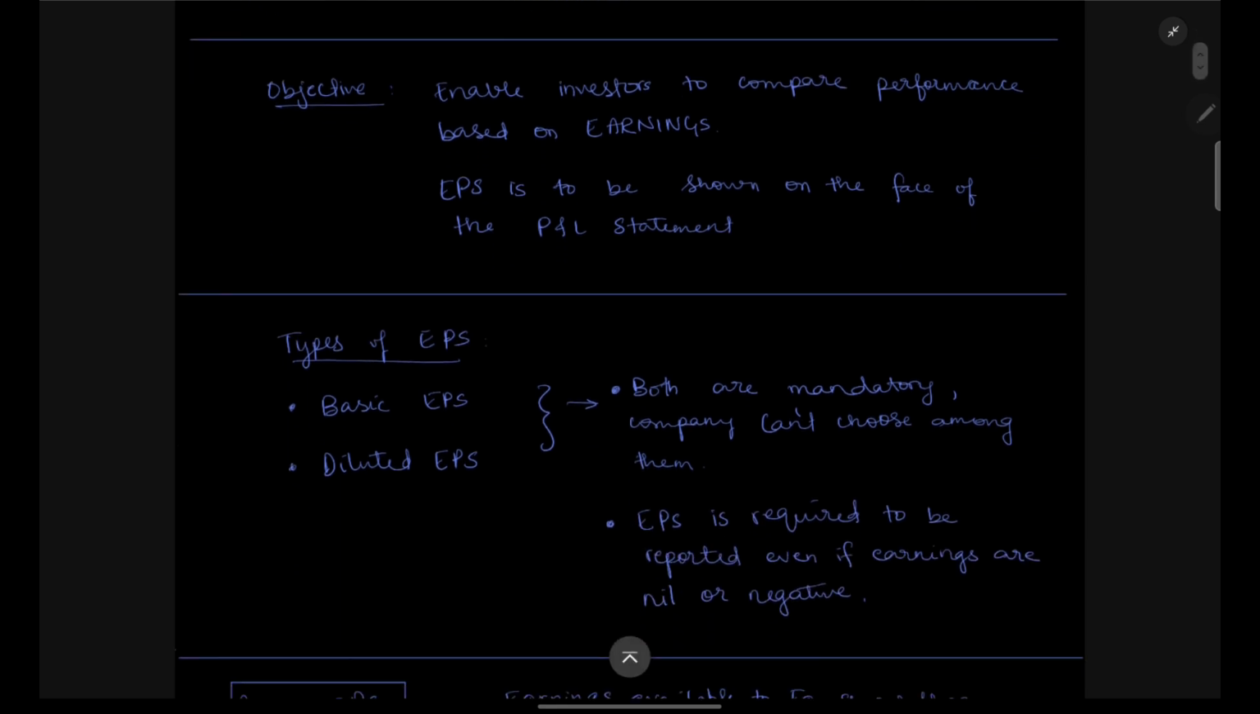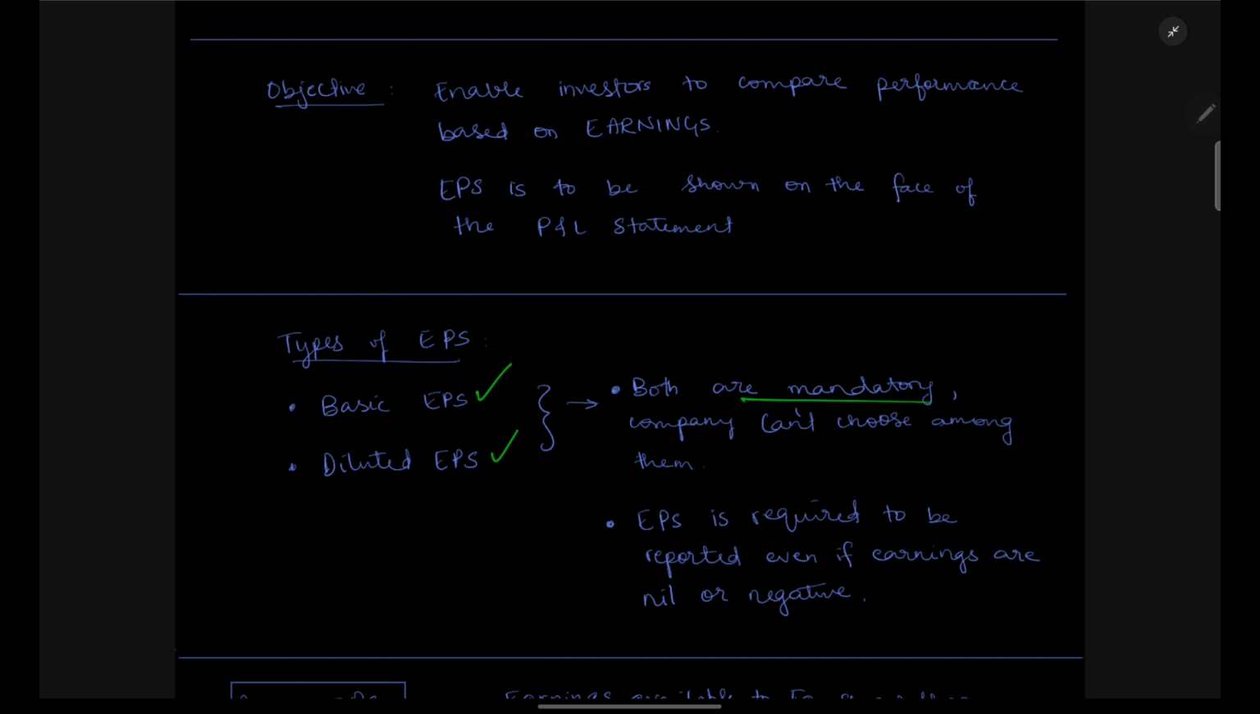Next, the types of EPS are basic EPS and diluted EPS. Both of them are mandatory. You cannot pick and choose whether you want to show only basic or only diluted as per your needs. No, you have to show both basic and diluted EPS.